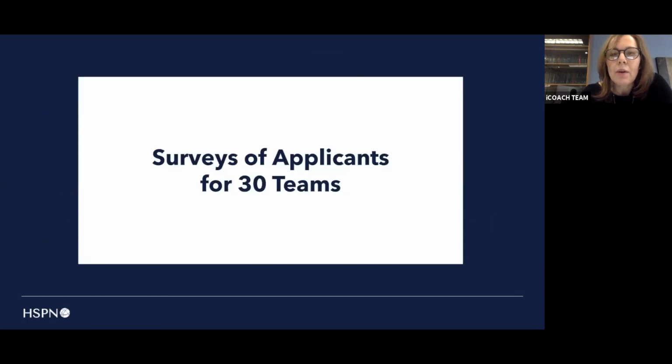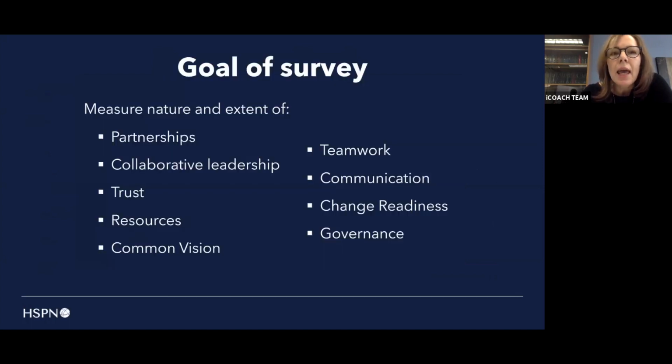And then we go into our survey. We'll be surveying all the applicants for the 30 OHTs. The purpose of this is to measure the nature and extent of the partnerships that have been established, looking at how collaborative leadership is being developed, trust, resources, how you come up with a common vision, teamwork, how you're communicating, readiness for change, and also some governance.